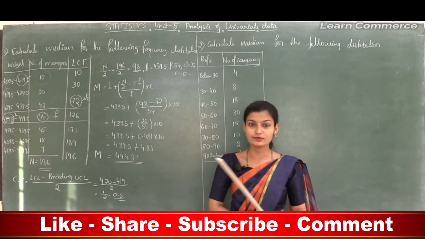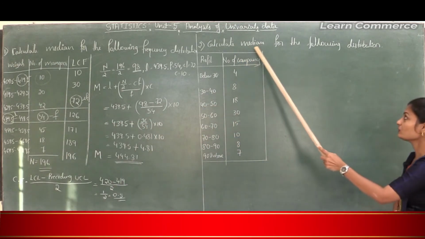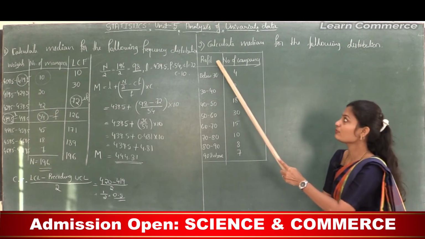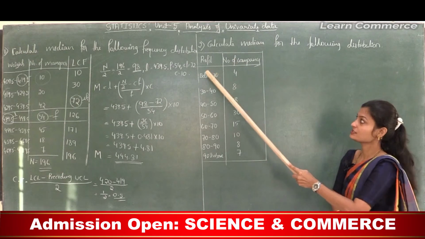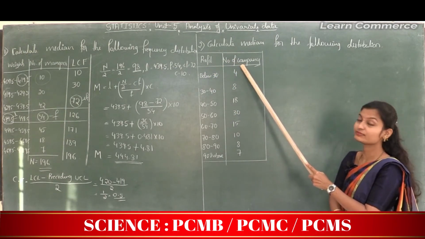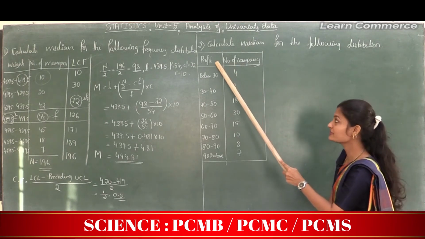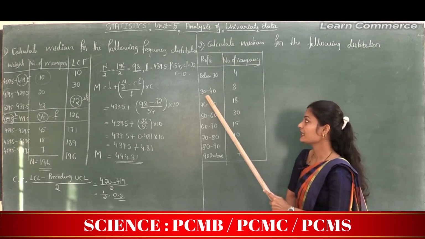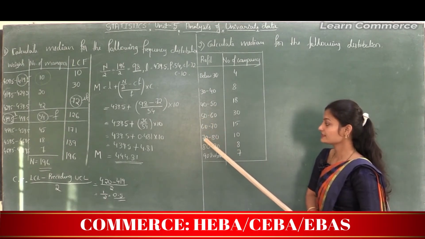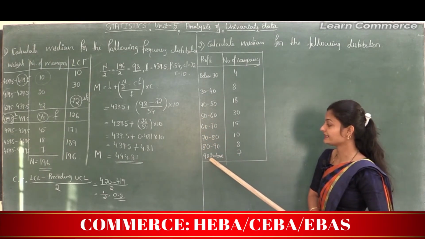So here the second problem is calculate median for the following distribution. The given information is profit and number of companies. Profit is nothing but the class intervals and number of companies is nothing but the frequency. The profits are given like this: below 30, 30 to 40, 40 to 50, 50 to 60, 60 to 70, 70 to 80, 80 to 90 and 90 and above.